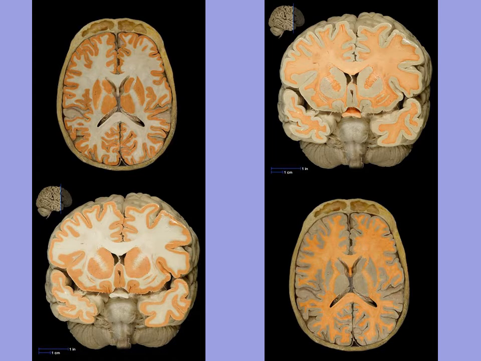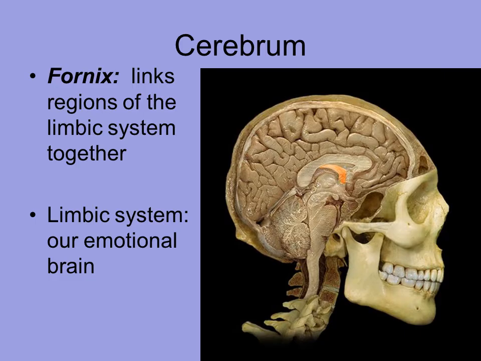So on the left side of the screen, in the orange coloration, you can see highlighted what would be the gray matter. And then on the right side of the screen, it would be the white matter. So once again, gray matter is on the surface or the cortex area, and then the white matter is deep to that, or interior. Still talking about the cerebrum. The fornix is the area that links the different parts of the limbic system together. The limbic system is going to be involved with part of our emotions.